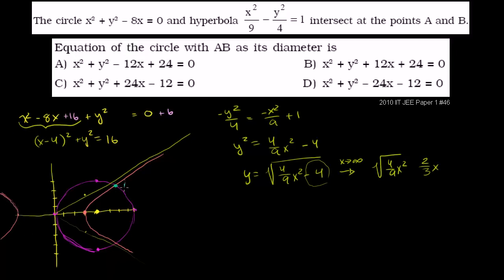So this right here is the point A. This right here is the point B. In this question, we want the equation of the circle with AB as its diameter.